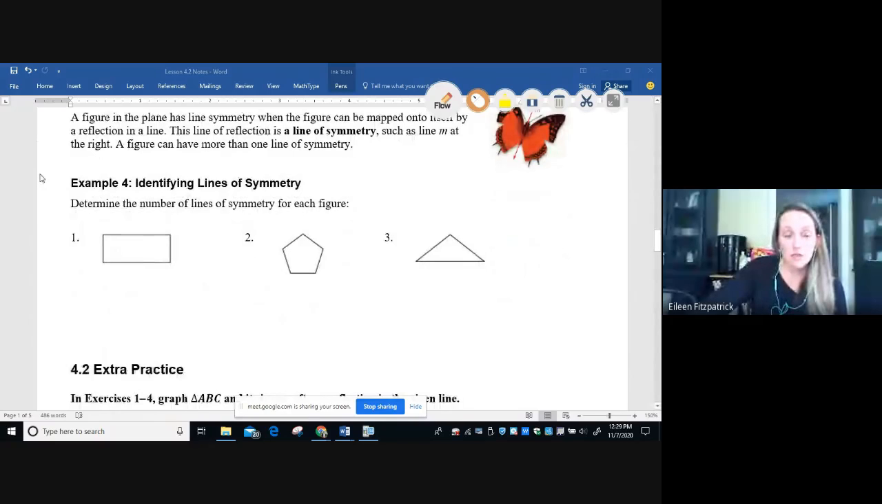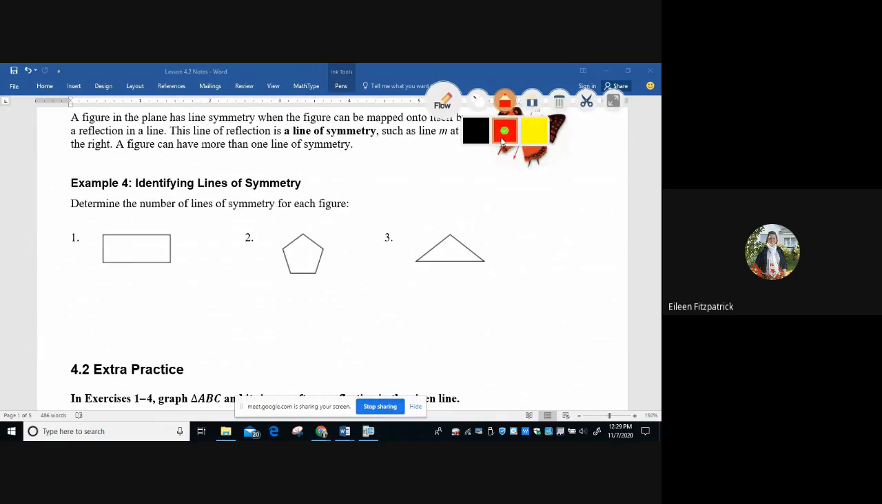A figure can have more than one line of symmetry. So this is good practice to determine the number of lines of symmetry that each figure has. So how many lines of symmetry do you think the first figure has? There are 2. We can draw them. We have a vertical line of symmetry, and we have a horizontal line of symmetry.